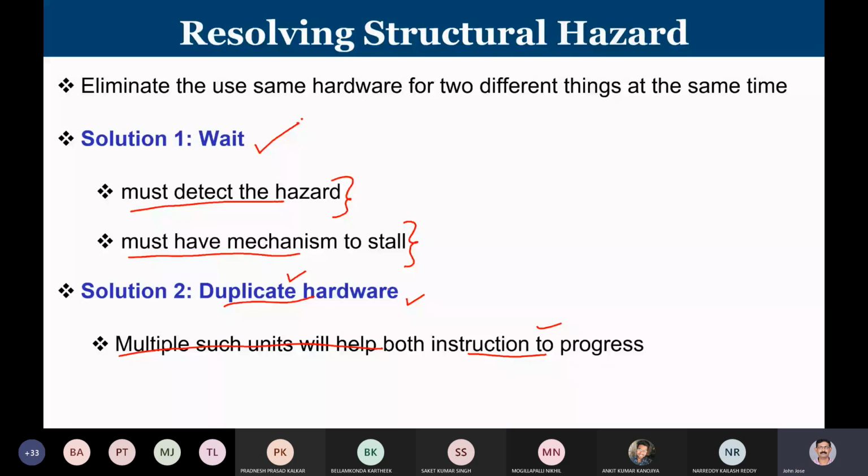This is a structural hazard because there is only one resource and two of them want it at exactly the same time. One approach the mother can use is the wait mechanism, where the mother will tell one of these entities to wait. She can tell the elder kid, you wait, I will first feed the younger one and then I'll come and help with your homework. First of all, there should be a mechanism to detect that there exists a hazard, and then a mechanism to stall. Stall means you are asking them to be idle for 1 or 2 clock cycles. The second one can be duplication of hardware.